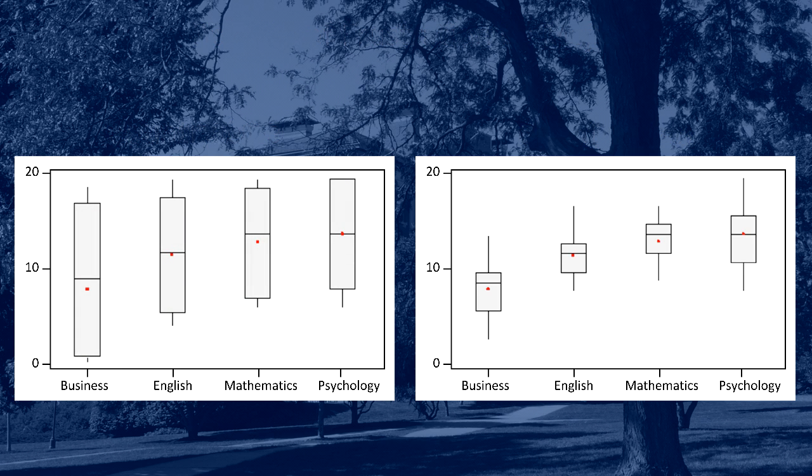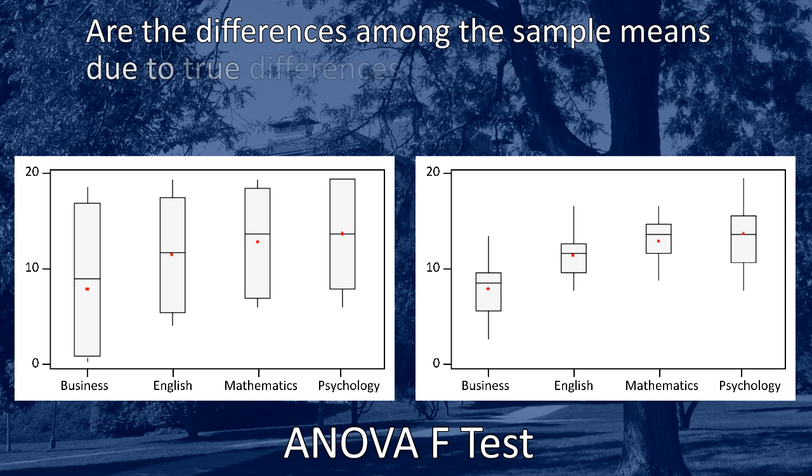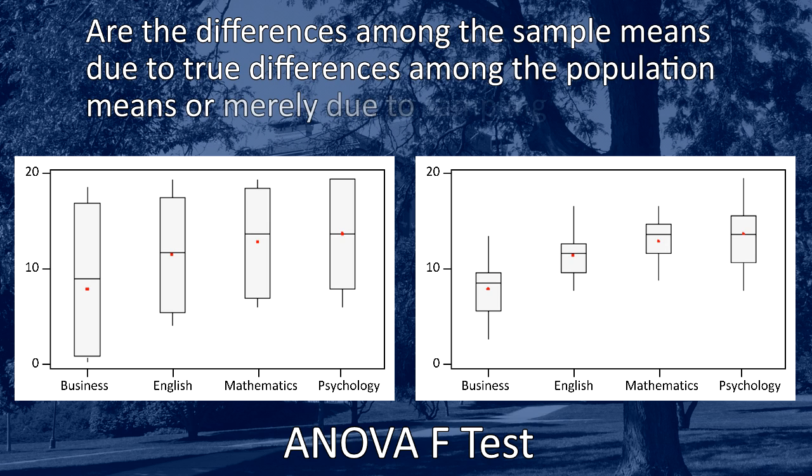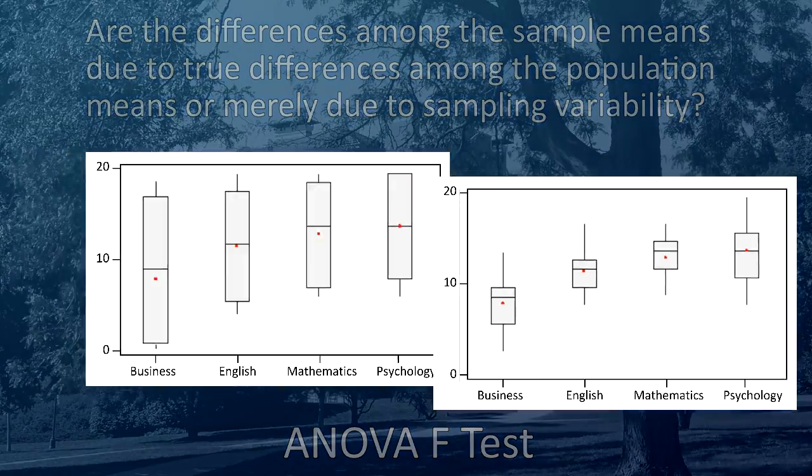The question we need to answer with the ANOVA F-test is, are the differences among the sample means due to true differences among the population means, or merely due to sampling variability? In order to answer this question using our data, we obviously need to look at the variation among the sample means, but that's not enough. We also need to look at the variation among the sample means relative to the variation within the groups.